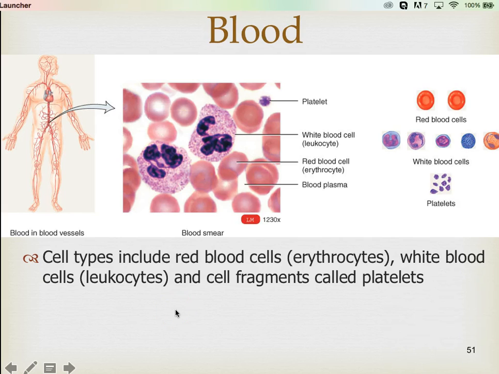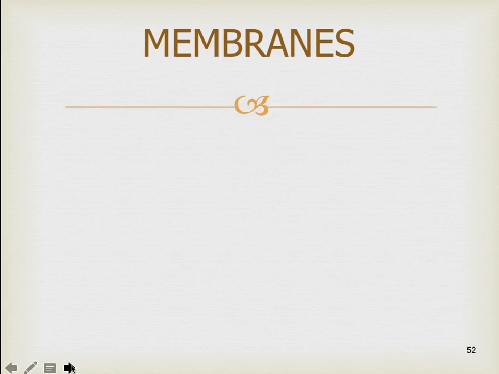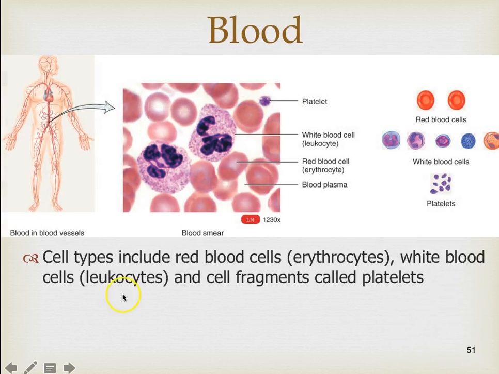So the cells are going to be red blood cells. Our fancy biology word for them is erythrocytes, and that's what we'll refer to them as. White blood cells are called leukocytes, and then you have cell fragments, which are platelets. So in this image, you see here are two of the same leukocyte. Here's a little platelet, and then here's an erythrocyte.